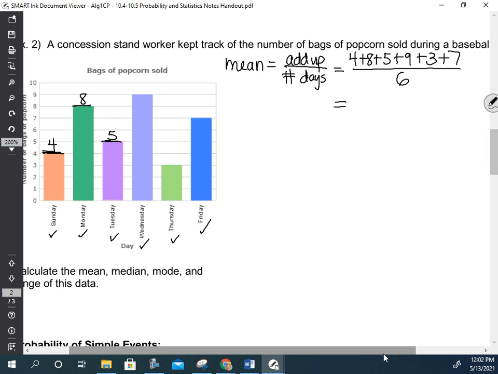So if we add up the top, what do we get? 36. So 36 divided by 6, 6 bags. 6 bags is your average.